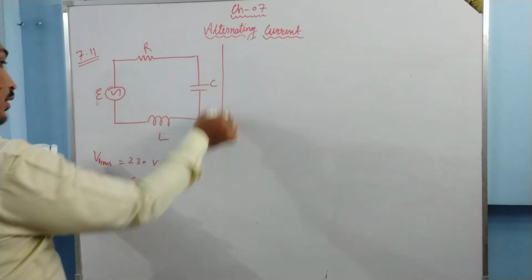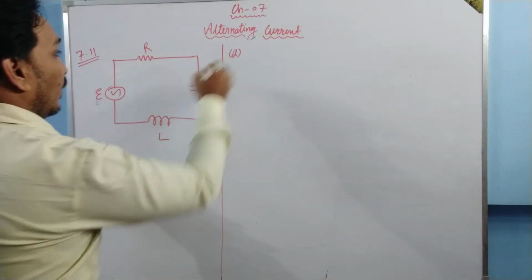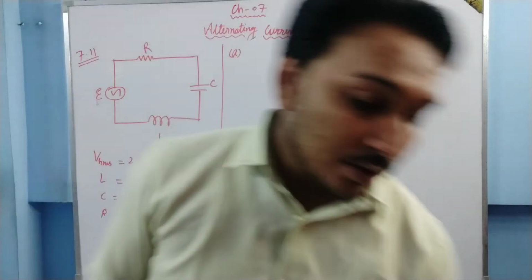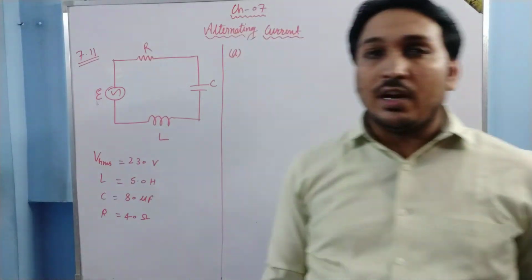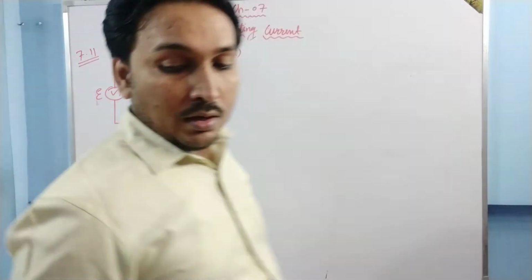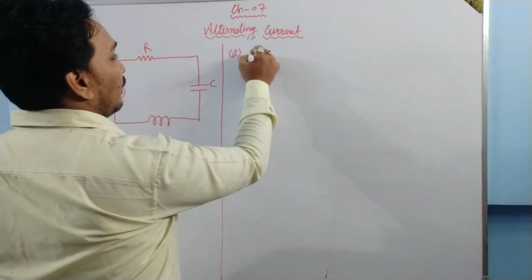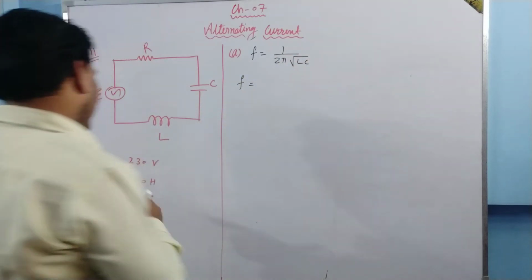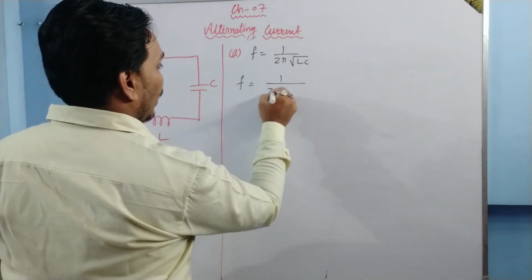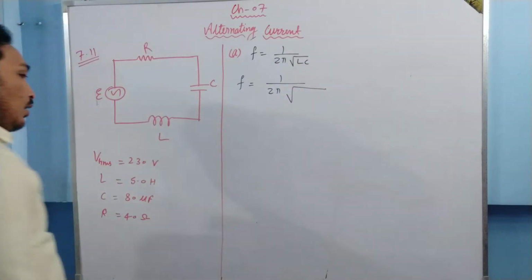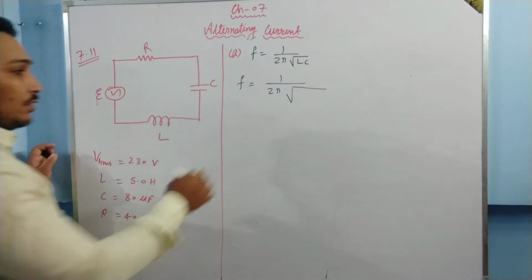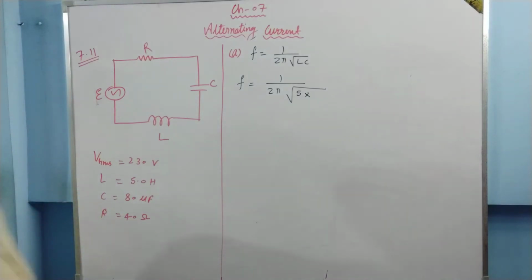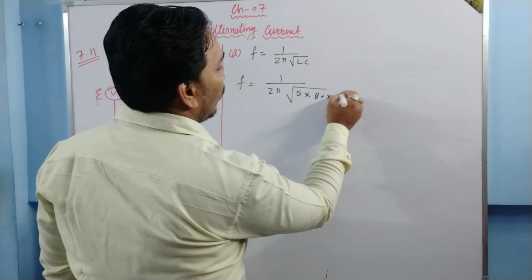Now what is being asked? Let me do it one by one. The question part A. What is being asked? Determine the source frequency which drives the circuit in resonance. How can we calculate that? Resonance frequency f is given by 1 upon 2 pi under root LC. Just put the values. L is given, C is also given. So 1 upon 2 pi under root, the value of L is given, 5 Henry, multiplied by the value of C, 80 microfarad, which needs to be converted into farad, so 80 multiplied by 10 to the power minus 6.